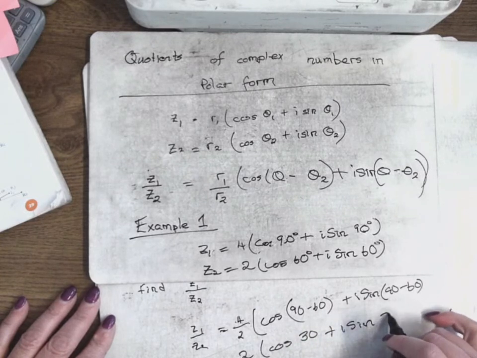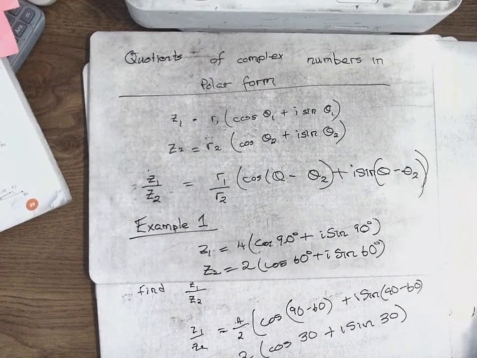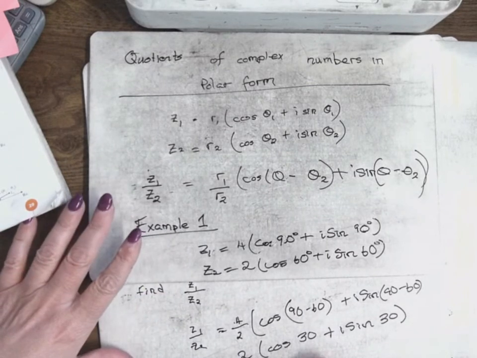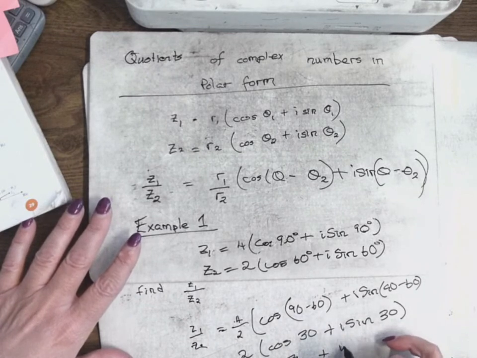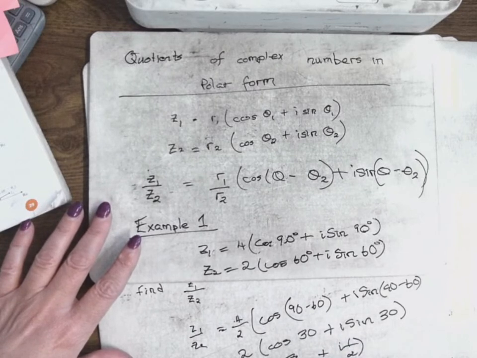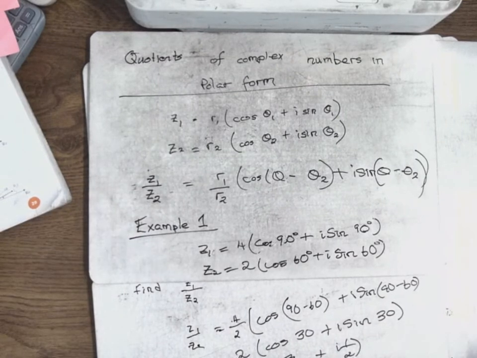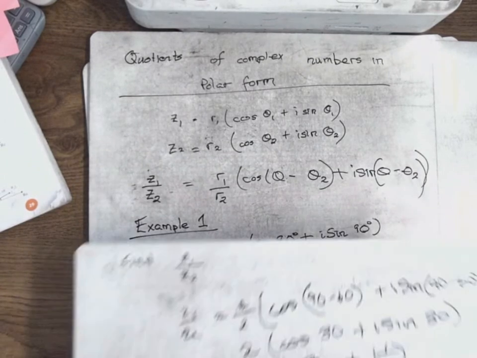And if they said put it back into rectangular form, you get the cos of 30 and the sine of 30. So that would be 2, and the cos of 30 is root 3 over 2, and the sine of 30 is a half. So that would be i times a half. Multiply in by 2, that would be root 3 plus 1i. Is that alright? That's only if they ask for it in rectangular form. If they didn't, you could leave it in polar form.